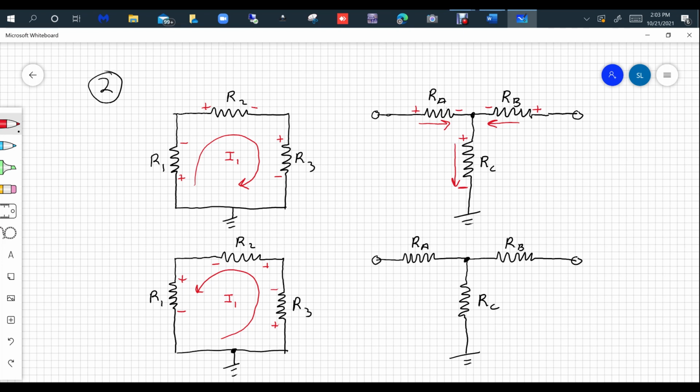If you just happen to show current maybe going in this direction, and let's keep this current going in the same direction, but let's make this current come up. You can do that. You can assign those currents in that direction.